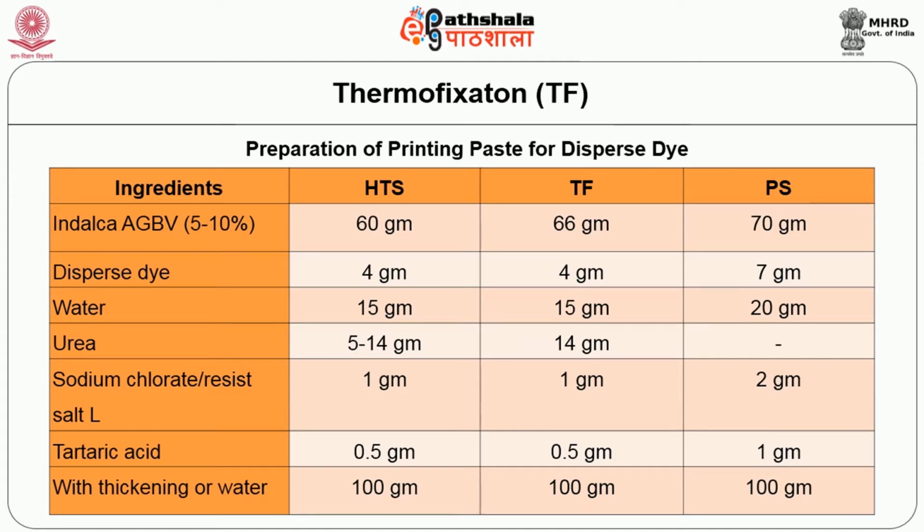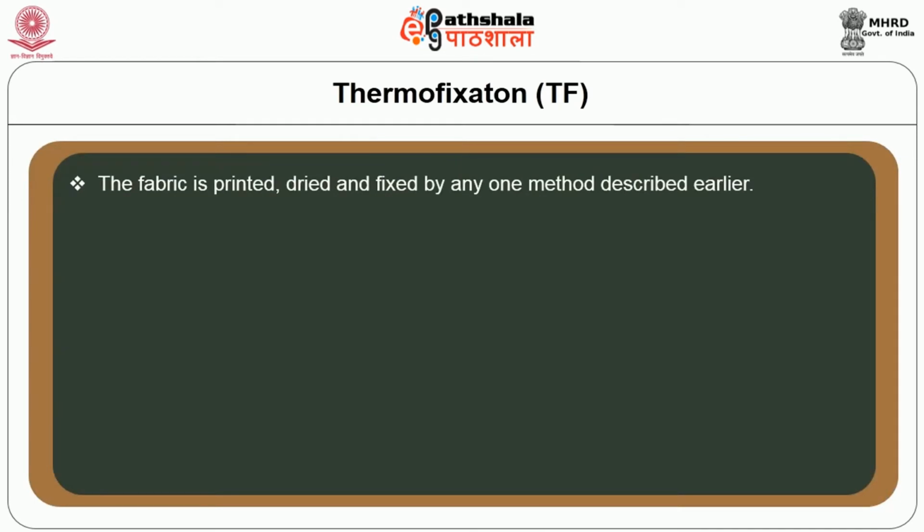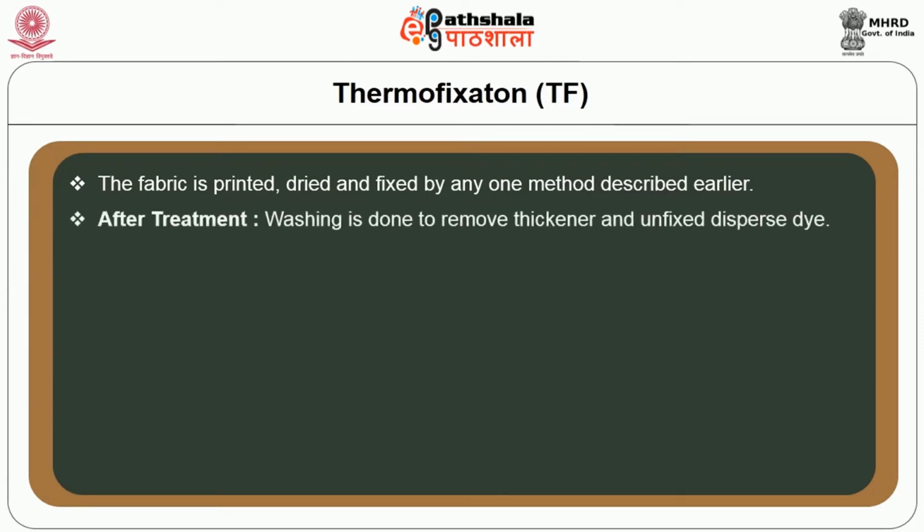The printing paste is prepared by mixing the ingredients as shown in table 8. The quantity of each ingredient is based on the fixation technique. The fabric is printed, dried and fixed by any one method described earlier. After treatment, washing is done to remove thickener and unfixed disperse dye.